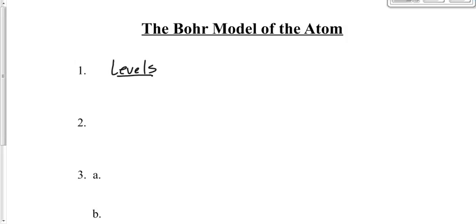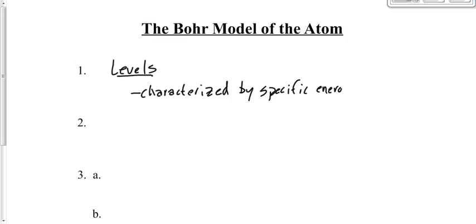Now, each of these electron levels is characterized by a specific energy. So the energy of the electrons on the first level, they're all the same. The energy of the electrons on the second level are all the same, but the energy of the electrons on the first level and the second level are different. Each level is characterized by a specific energy.